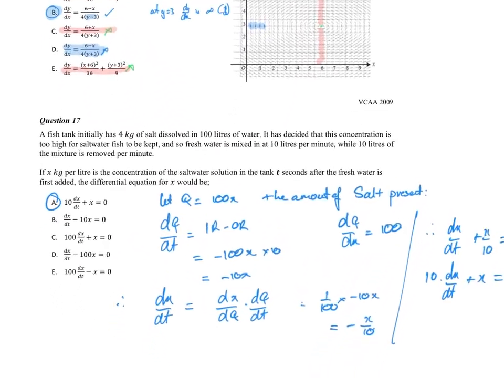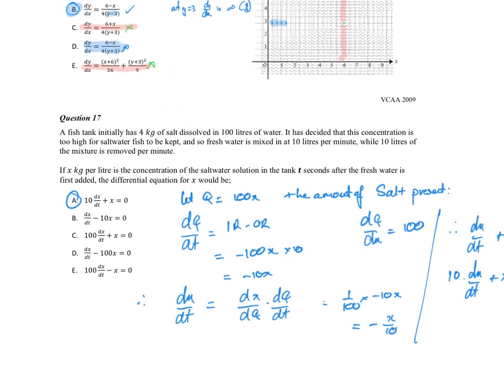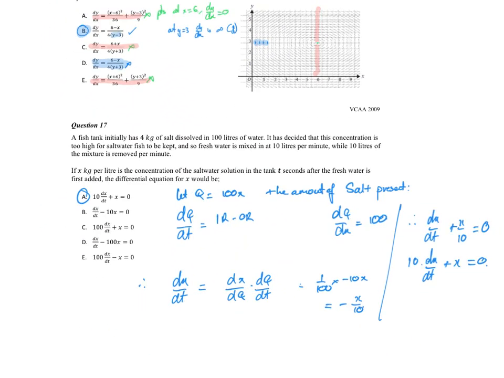All right, nearly done with them. So let's have a bit of a read through. A fish tank initially has 4 grams of salt dissolved in 100 litres of water. Its concentration is too high, so we're going to water it down. Okay, so it's tapping off at 10 litres. So let's work out x kilograms, that's a little bit different. X kilograms per litre, so x is the concentration. All right, so let's think about that.